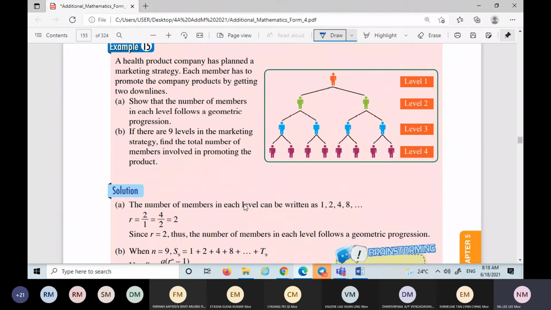So the number of members in each level can be written as this. You try to write out a progression first, and then prove that the r are the same, that they have a common ratio. So this is a geometric progression. Here I think this is not enough, you can show more. You can show the first one, R1 is 2 over 1, which is 2, and then R2 is the third term divided by the second term, so 4 divided by 2 is 2. And then show one more, maybe R3, the fourth term divided by the third term.